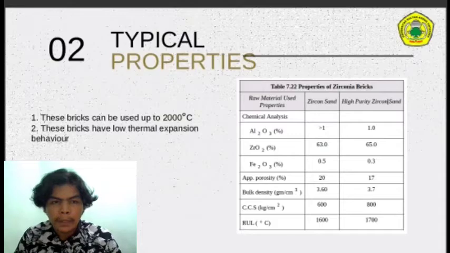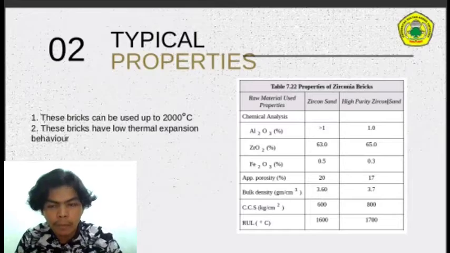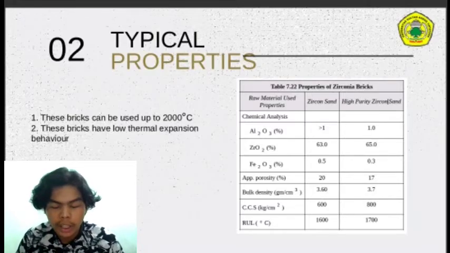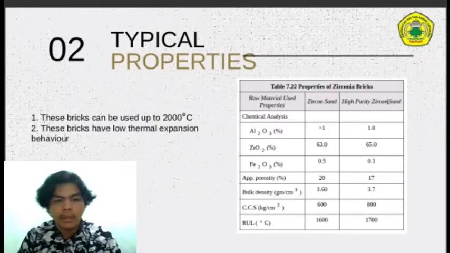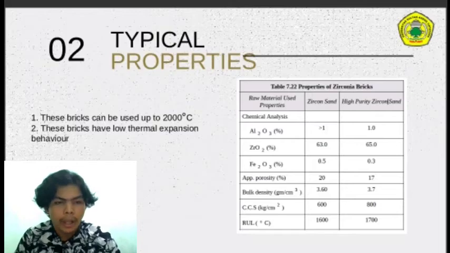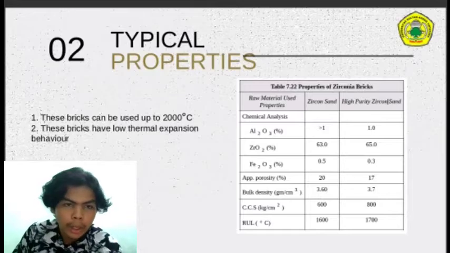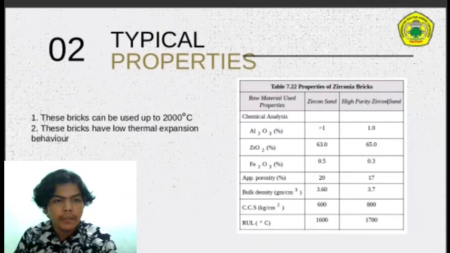I will explain about typical properties. Typical properties are the characteristics of a material representative of a certain type. First, this brick can be used up to 2000 Celsius. Second, this brick has low thermal expansion behavior. Table 7.22, properties of zirconia bricks.